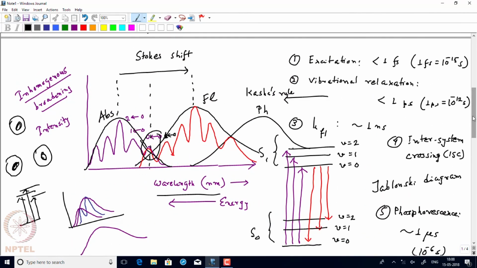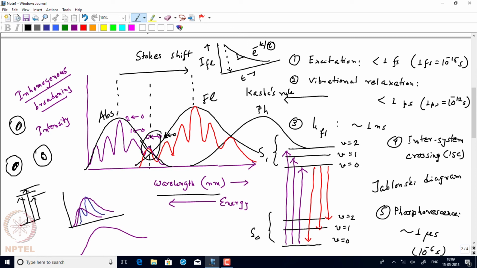Usually when you measure the fluorescence emission from an excited state, suppose I am talking about the intensity of fluorescence versus time, and suppose I excite it here, immediately after excitation you will start seeing the emission, which decays over time, and this you can fit to a multi-exponential. Suppose I fit it with a single exponential, you will find it goes like e to the power minus t by tau. This tau is the fluorescence lifetime.